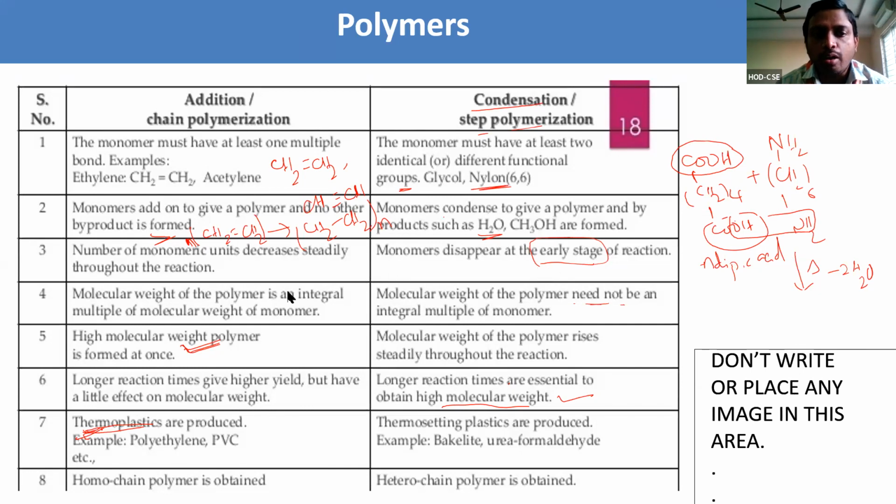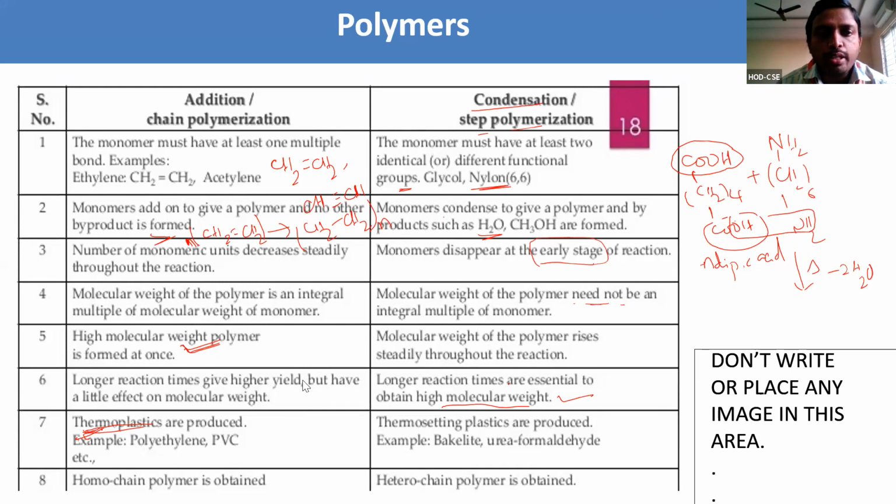The molecular weight of the polymer is the same as the molecular weight of the monomer in addition polymerization, but not in condensation polymerization. Here, high molecular weight polymers are obtained at once, but in condensation the molecular weight builds throughout the reaction. Longer reaction time gives a higher yield in addition polymerization, but in condensation longer reaction times are essential to obtain high molecular weight.